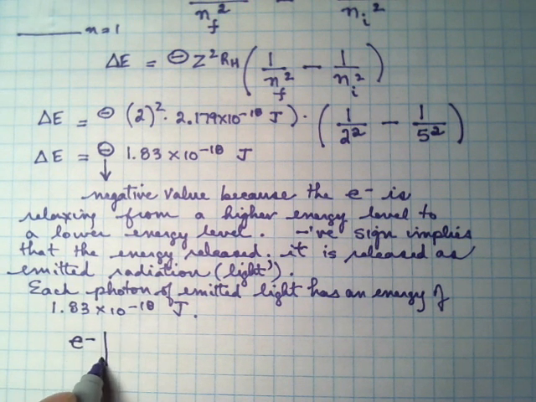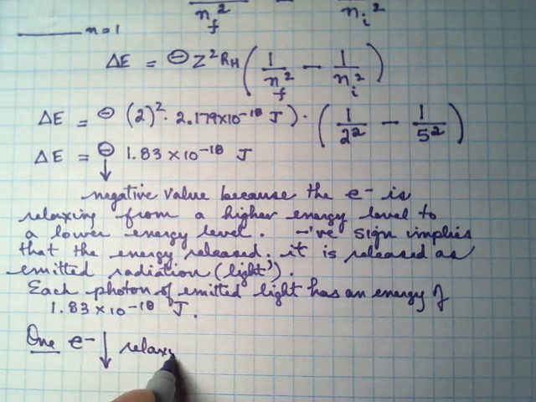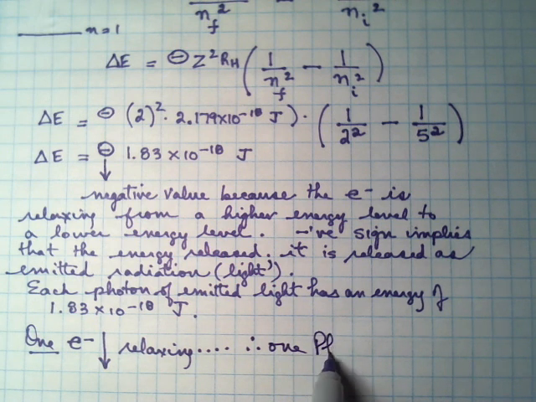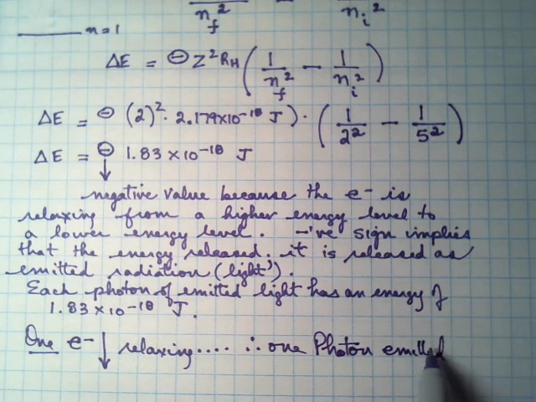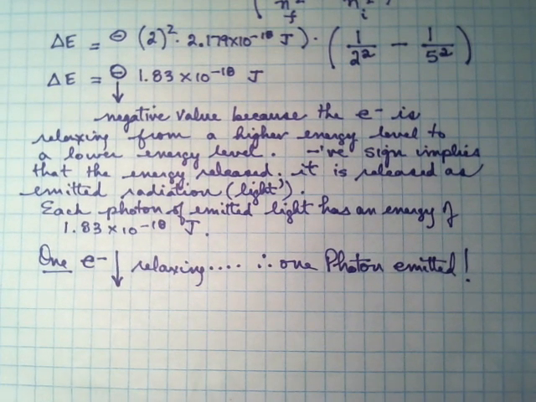So 1 electron relaxing results, therefore, in 1 photon emitted. All right? There you go. That's a rule we want to keep in mind. It's 1-to-1. Okay, so you know what? The question didn't even ask us for the energy, but we want to always calculate that energy. The question was asking us for the frequency.